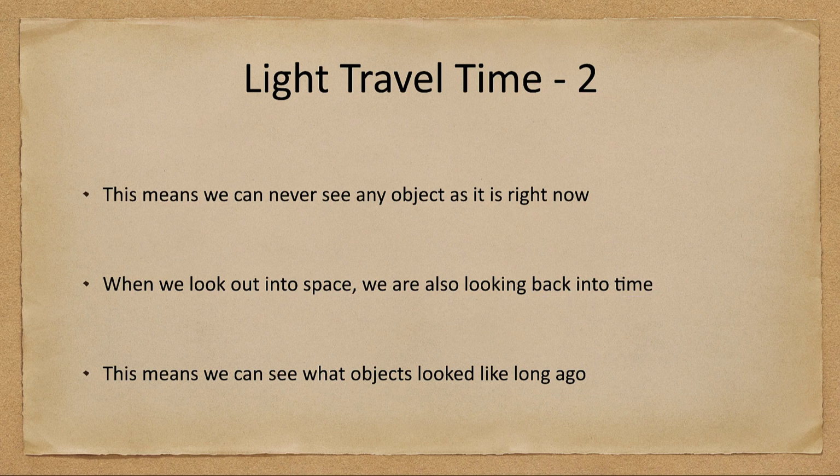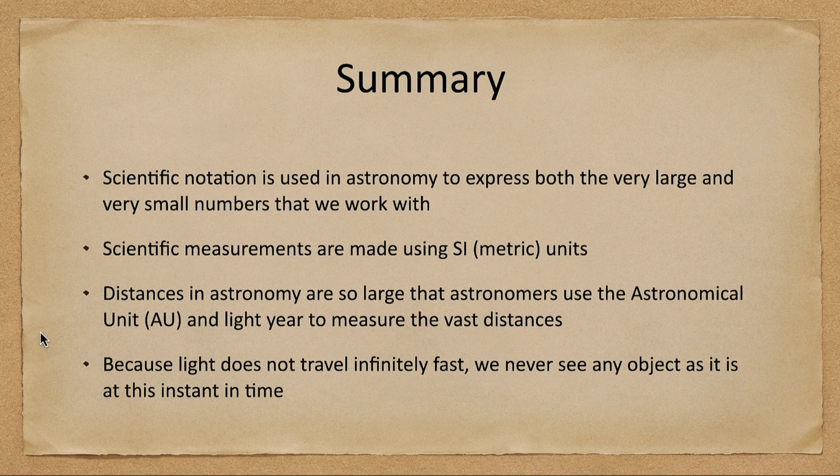So let's go ahead and finish up here with our summary. What we see is we talked about scientific notation as a way to express both very large and very small numbers. We talked about scientific measurements being made in the metric system of units. And we said that distances are so large that we use things like the astronomical unit and light year to measure these great distances. And finally, we talked about how light not traveling infinitely fast means that we can never see any object as it is at this instant in time.